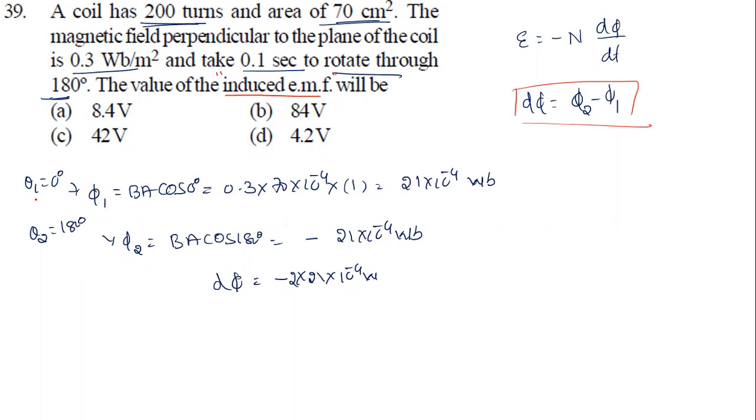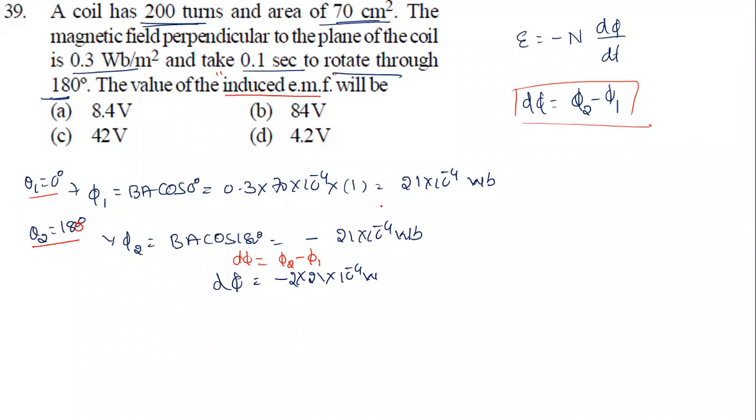In case one, we took theta 1 equal to 0 and theta 2 equal to 180 degrees, meaning you rotated through 180 degrees. So we got phi 1 and phi 2. Then the change in flux becomes phi 2 minus phi 1. So this is the change in flux, d phi, which is phi 2 minus phi 1.